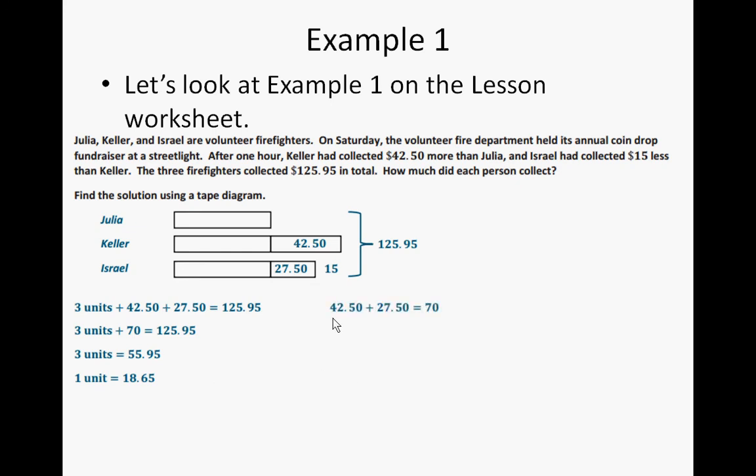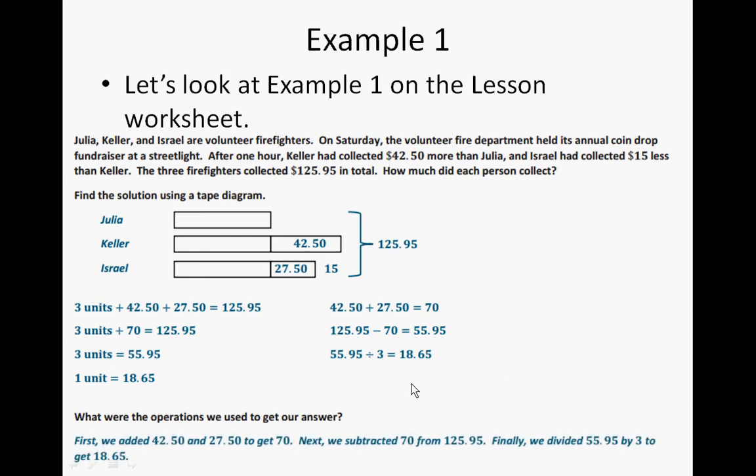So arithmetically, what we could do is we know $42.50 and $27.50 is equal to 70. So this part right here, we would subtract that from $125.95. And then we would divide by 3 and get $18.65. So that's how you guys would probably normally do this without using any algebra. So what operations were used to get our 1 unit of $18.65? Well, to summarize, we add $42.50 and $27.50. Then we subtract that from the total and finally divide it by 3.